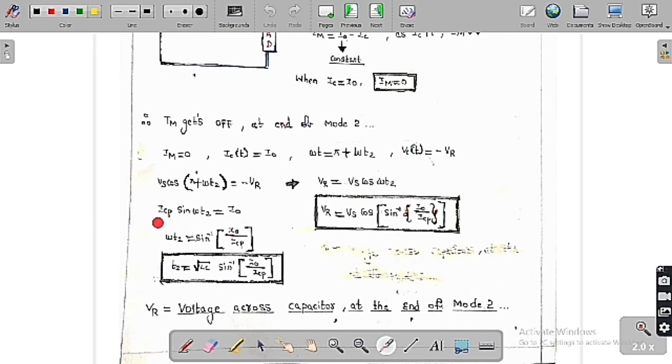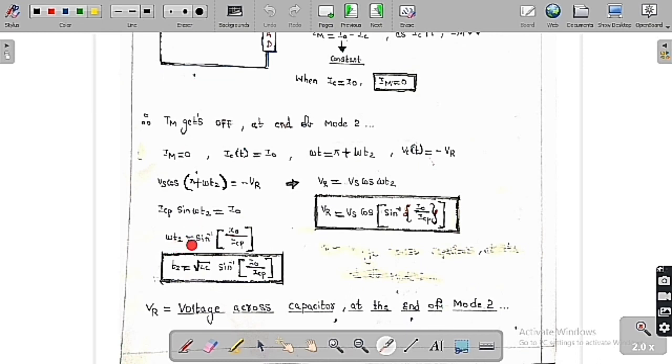Listen carefully. At this omega t, the capacitor current is going to become I naught. So minus ICP into sine omega t is equal to I naught, and I am repeating carefully, omega t is equal to pi plus omega t2. Therefore minus ICP into sine of pi plus omega t2 is equal to I naught. Sine of pi plus omega t2 is equal to minus sine omega t2, so again there is an extra minus. Minus into minus is positive. Finally we get ICP into sine omega t2 equal to I naught.